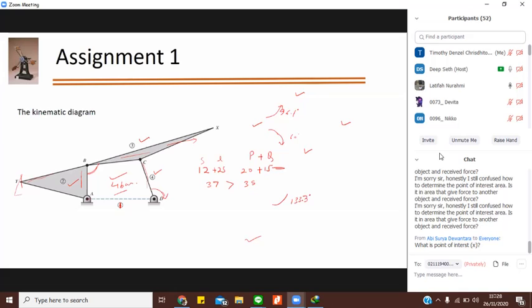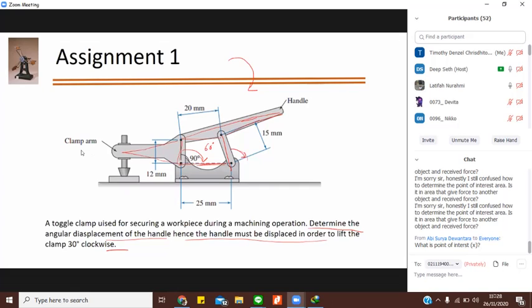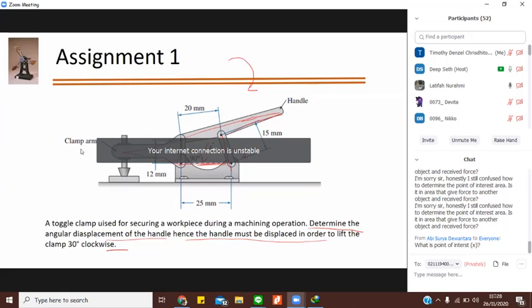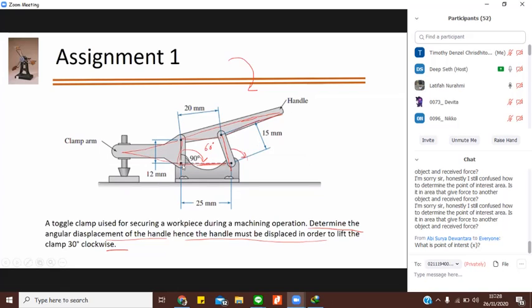Here you have the clamp arm on the left, and then you have the handle on the right top. How will you draw the kinematic diagram? How will you simplify it? Do we have to draw the clamp as well, or do we have to draw the point of interest? I think that's what he wants to ask. For example, here you have a handle. Should we draw it as a triangle, or is it okay if we just draw lines?